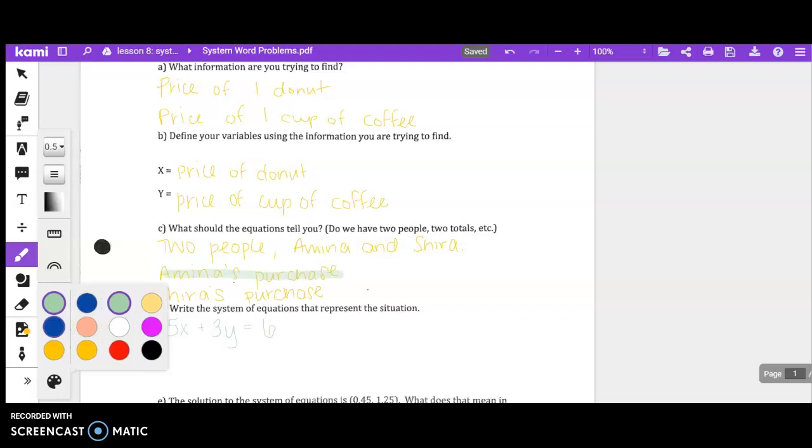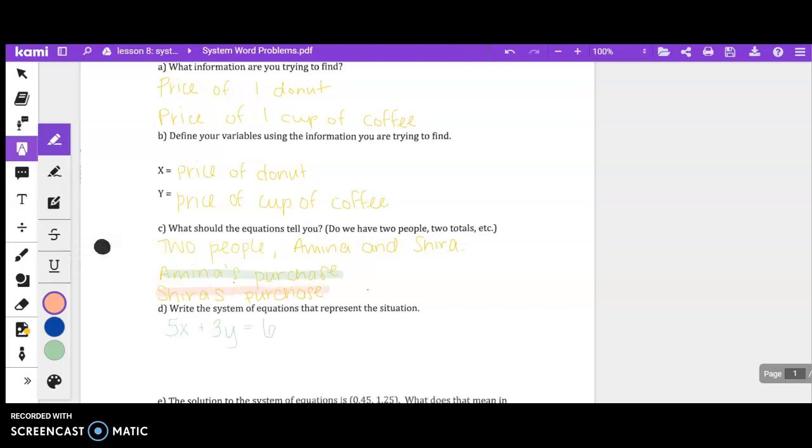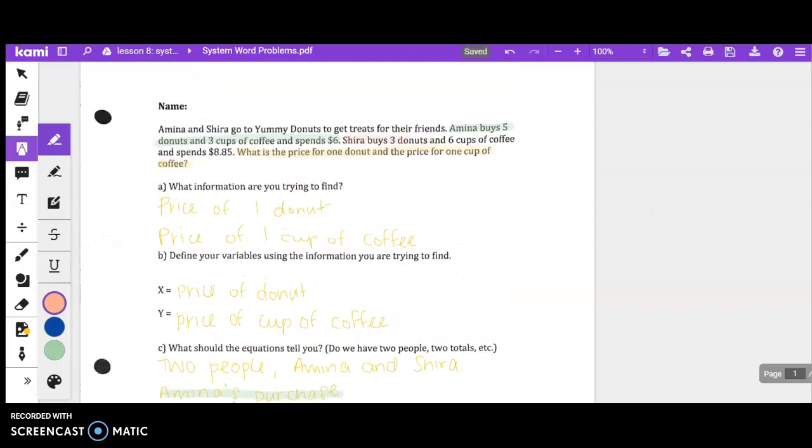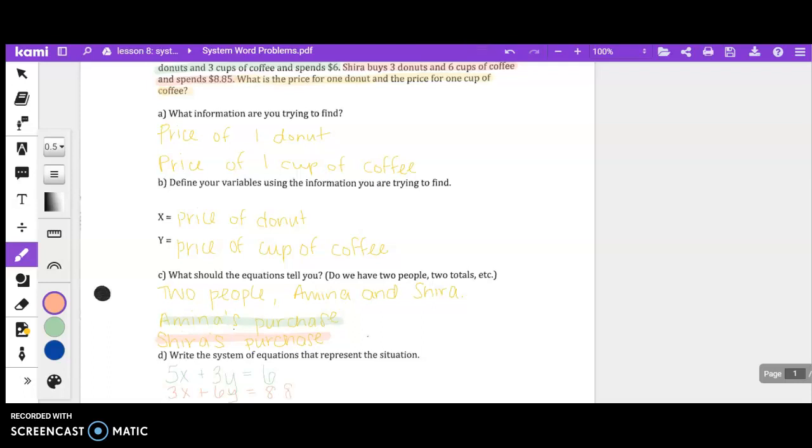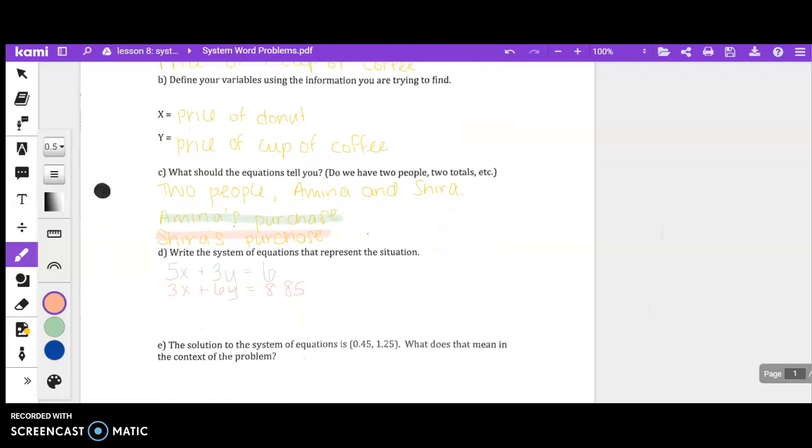Now, for Shira, we'll do the same thing. We'll go back and look at her information of buying 3 donuts and 6 cups for $8.85. And using that information, we'll create an equation for her. So she bought 3 donuts, or 3X, because we don't know the cost. She also bought 6 cups of coffee. Again, still don't know the cost, but we know together if we were to add the donuts and her coffee that she paid $8.85. And this would be our system.